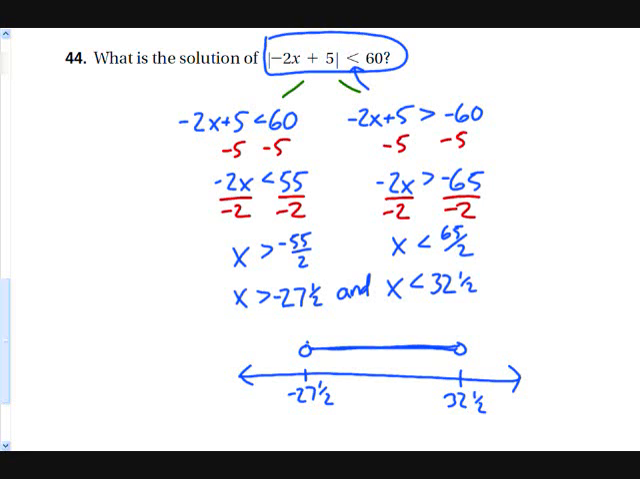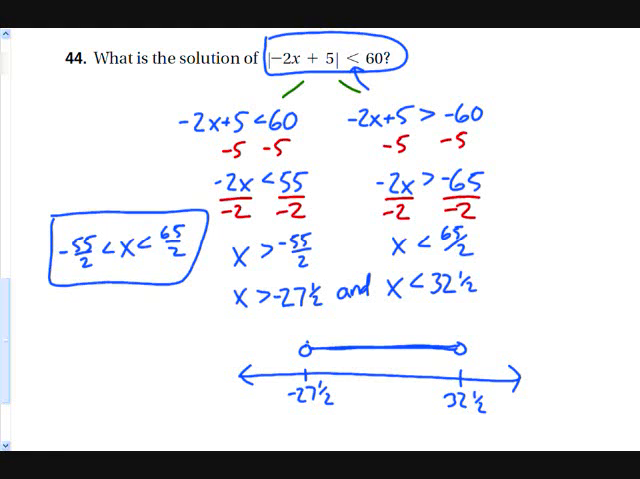So now that I see it's valid, I can rewrite this as one string. I'm going to go back to the improper fractions: negative 55 halves, less than x, less than the 65 halves. Okay, you could keep it as mixed numbers or as decimals. That would be fine. But when we have an and inequality, we can write it as one string. So that's my solution. Okay.